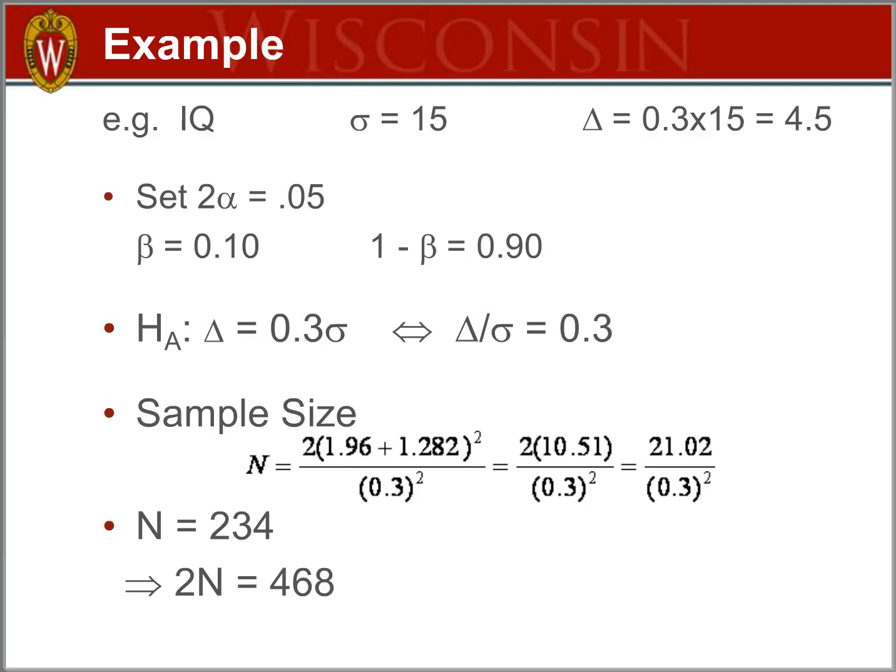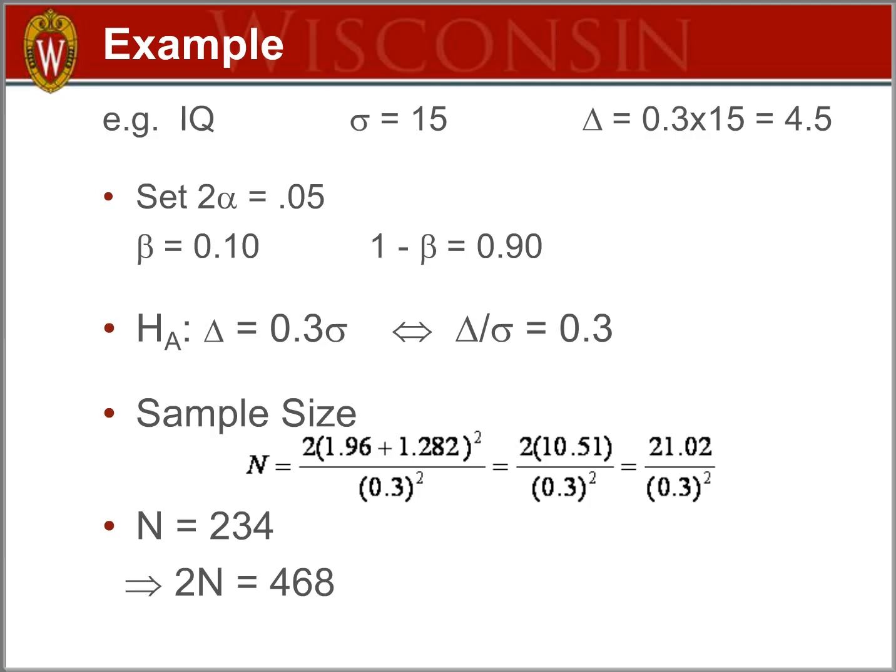My type 1 error coefficient is 1.96, my power coefficient is 1.282. I sum those, I square them. I have a difference of 0.3 squared in the relative difference in standard deviation units. Do the calculations, and it says my sample size per arm is 234, or a total sample size of 468. You might indicate, well, that's too large.